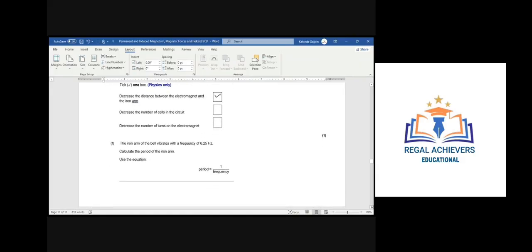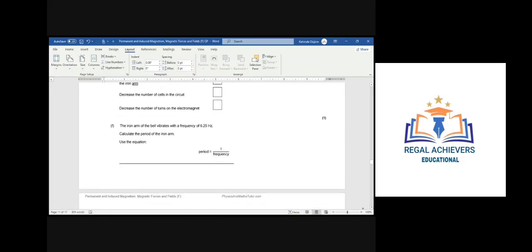Then the next question says, the iron arm of the bell vibrates with a frequency of 6.25 Hertz. Calculate the period of the iron arm. They've already given you the equation to use. You just need to put the value 1 over 6.25. And if you do 1 over 6.25, that will give you 0.16 seconds. All right, we're doing great.